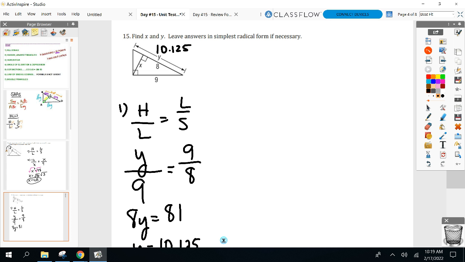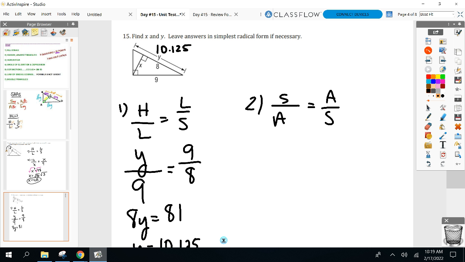Remember at the very beginning, Adrian said, hey, x was an altitude, but we couldn't do SAS because we didn't have the other segment. We had 8, but not the other one. Can we have the other one now? Can you get me the other segment so I can do SAS? Yes, you can. Now that I know y is 10.125, we can definitely get the other segment.